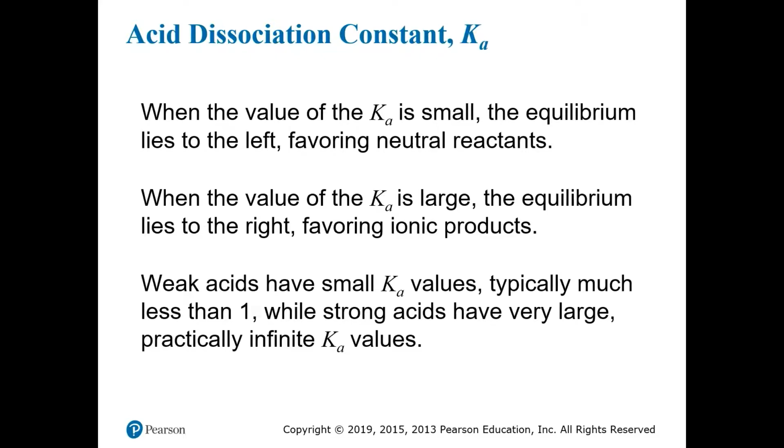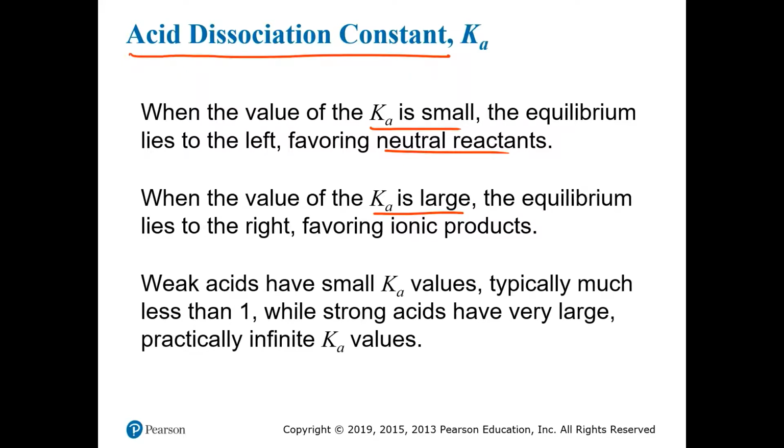Remember that the equilibrium constant for a reaction tells us something about how far the reaction proceeds. In this case, we're dealing with a specific type of equilibrium constant called an acid dissociation constant, but it still tells us the same information. When the value of Ka is small, it means that the acid doesn't dissociate much at all. It leaves mostly neutral reactant acid molecules with very little ion being formed. When the value of Ka is large, it means that the acid dissociates a great deal and leaves mostly ions.